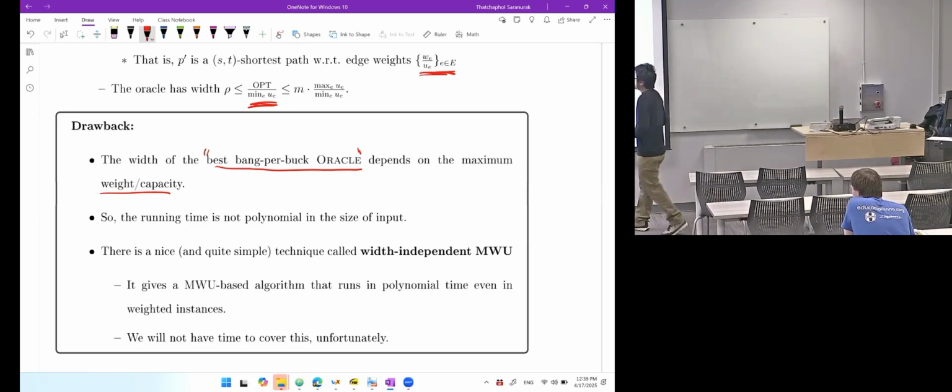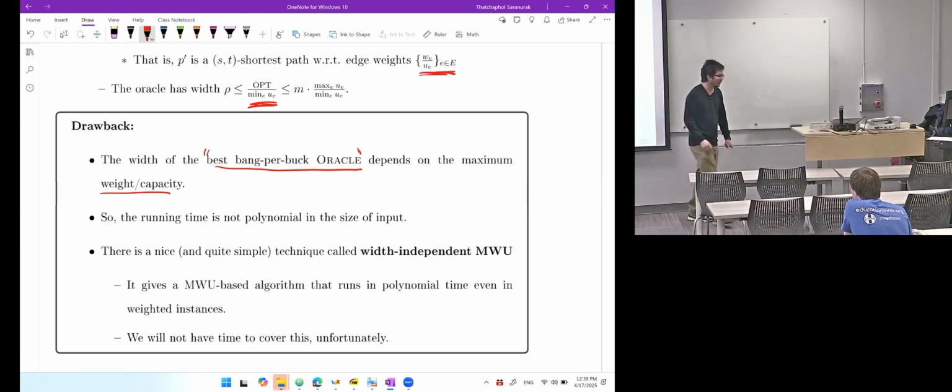There is a nice and quite simple technique called width independent weight update. I wish to teach you this, but we will not have time. I can give you a pointer, but it's really nice actually. If I had one more class, I could teach you.